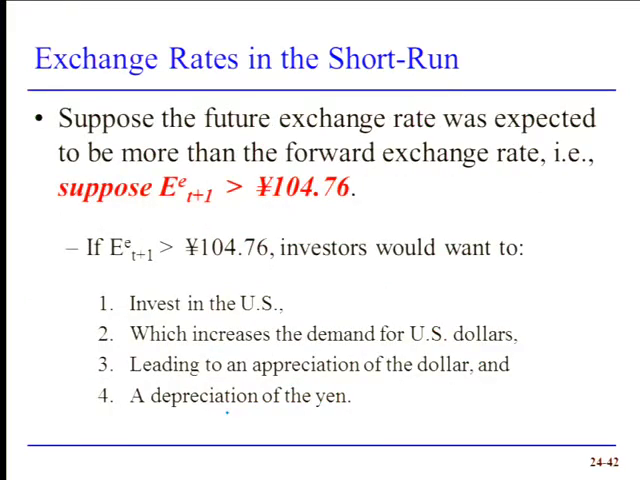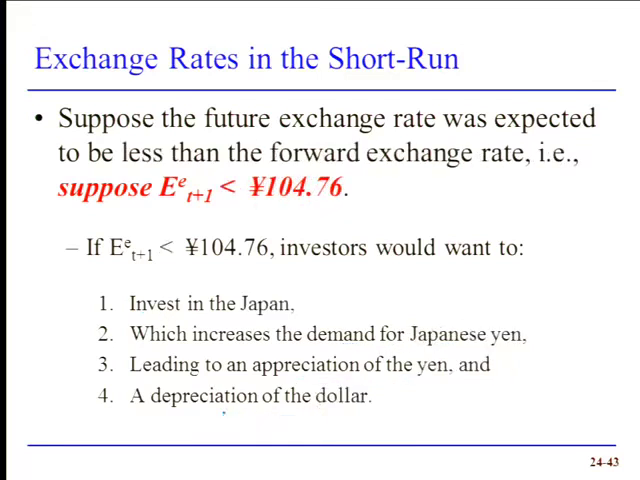So, as we saw, if the expected future rate was going to be higher than 104.76, you actually want to invest in the United States, increases the demand for dollar-denominated assets, leads to a current appreciation of the dollar and a depreciation of the yen. So if we expect more appreciation, we want more of that currency now, which leads to appreciation now. If the expected future exchange rate was less than 104, we would be much better off investing in Japan, increasing the demand for Japanese yen and Japanese yen-denominated assets. This will appreciate the yen and depreciate the dollar.